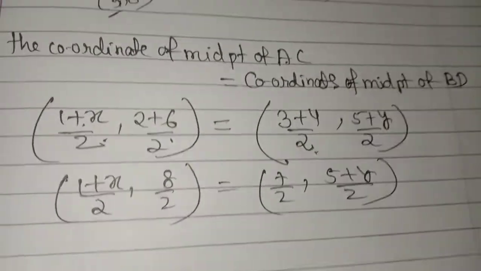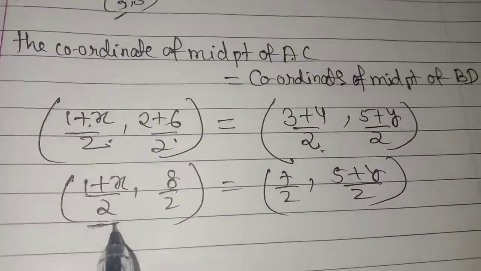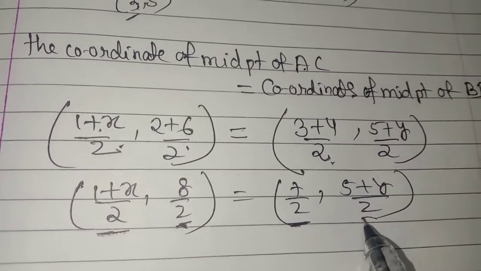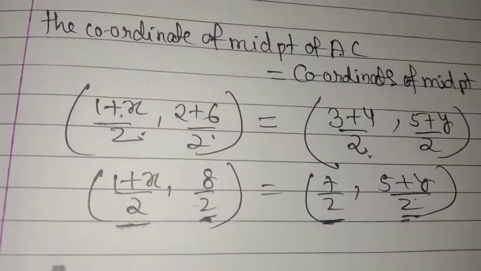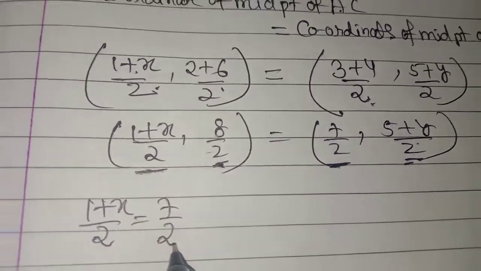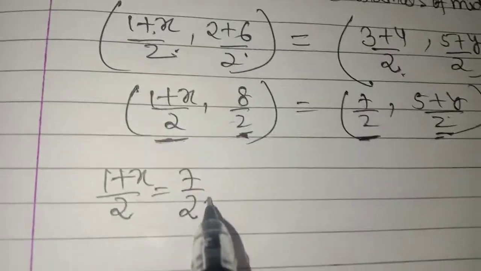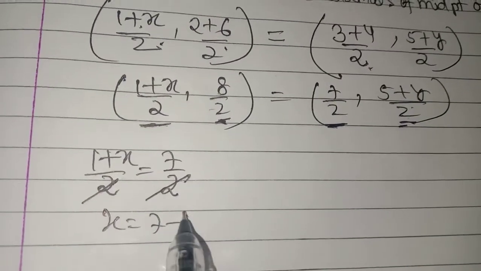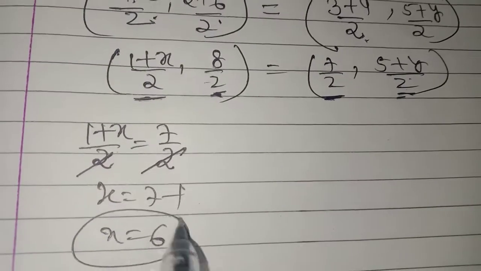In 9th standard you have done the Cartesian system, that this and this value are x, so they can be equated, and this value of y, so they can be equated. So I will write here (1 plus x) upon 2 is equal to 7 upon 2. Clear? So I can cancel 2 and 2. So x is equal to 7 minus 1, x is equal to 6.